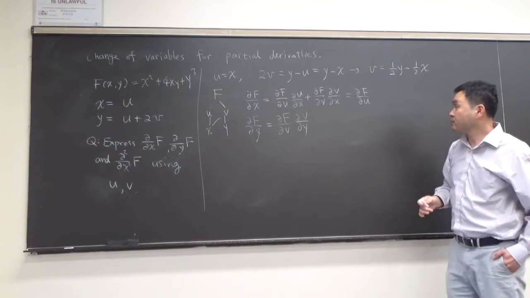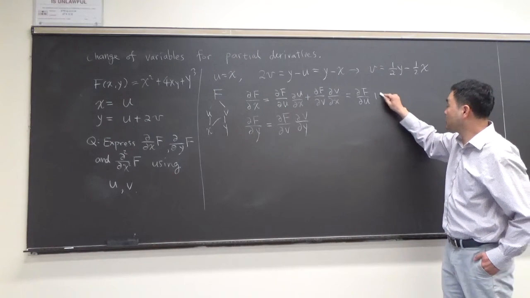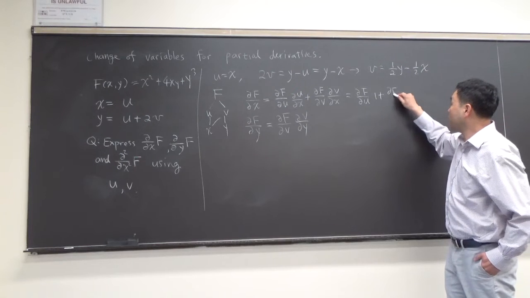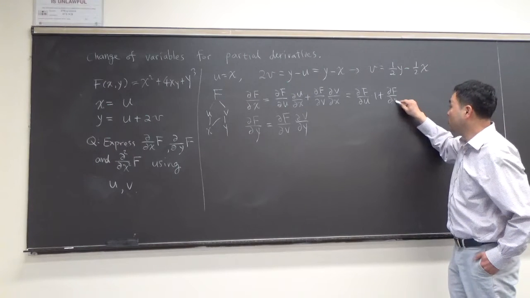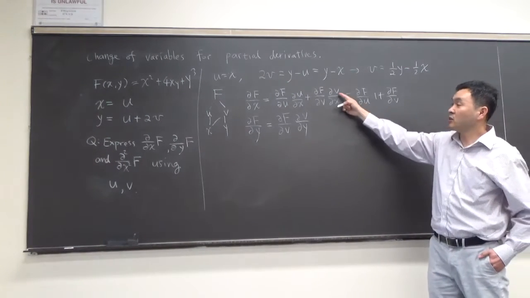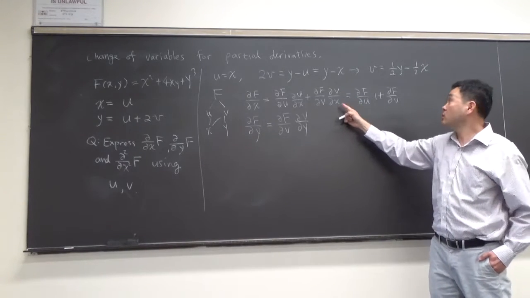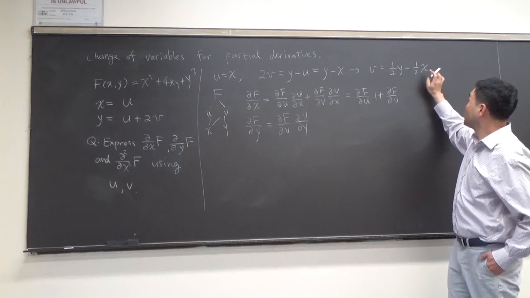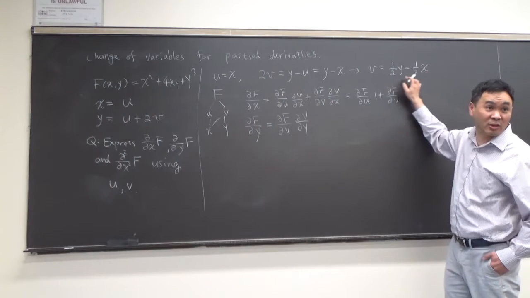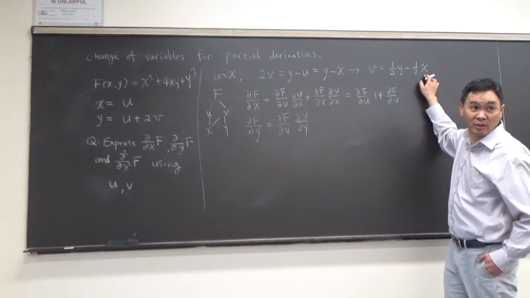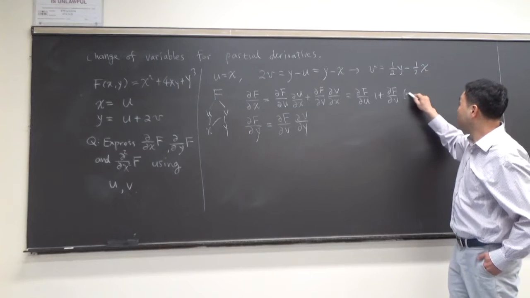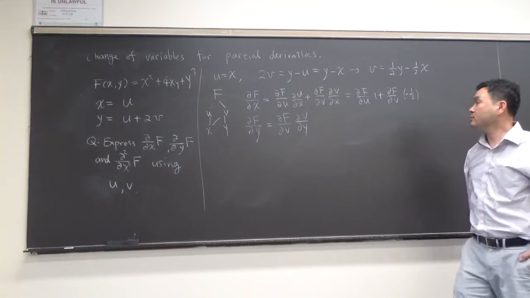Times 1. Okay, and then change of f with respect to change of v. What is the rate of change of v with respect to x? Well, v is this, right? If you differentiate by x, what do you get? Negative 1/2, right? So this will be negative 1/2.